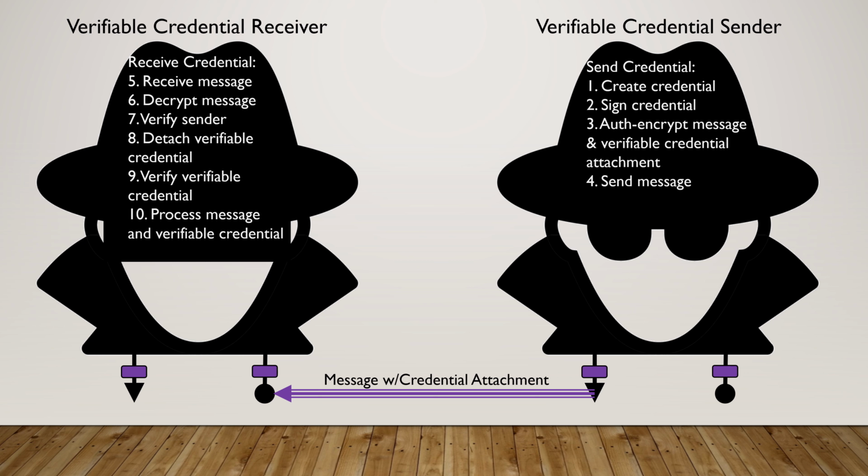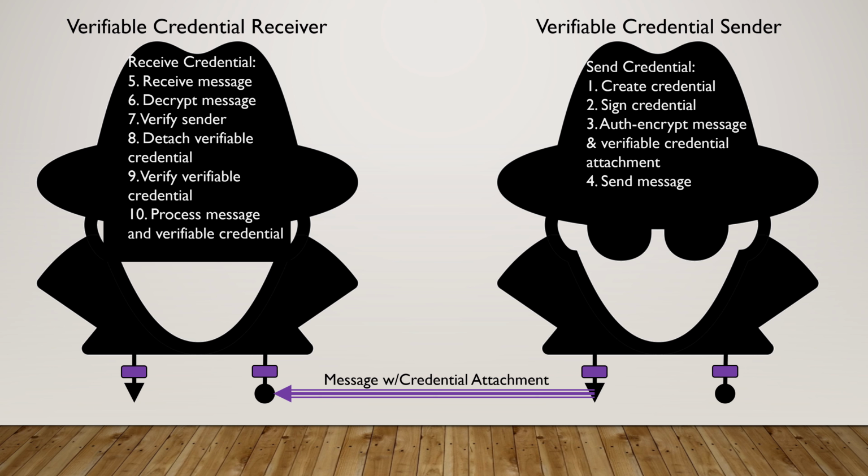So on that receiving side, really the only extra step is step 9. Because we have a proof associated with the credential, we need to verify it. More often than not, we'll want to verify it. Going back to the sender side, the only extra step is step 2, and it's really the counterpart of step 9, where we're signing that credential before we attach it to the message and auth encrypt it.